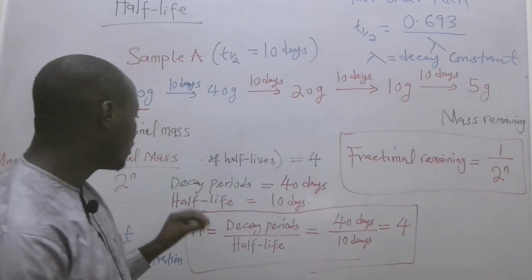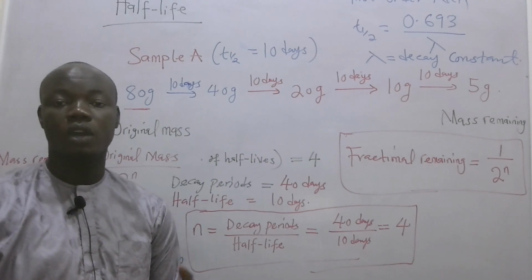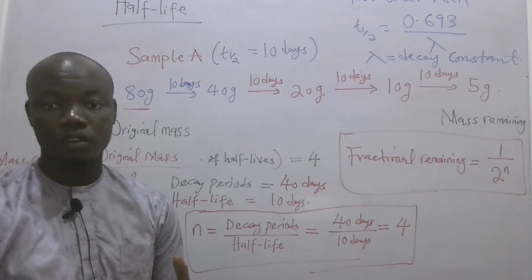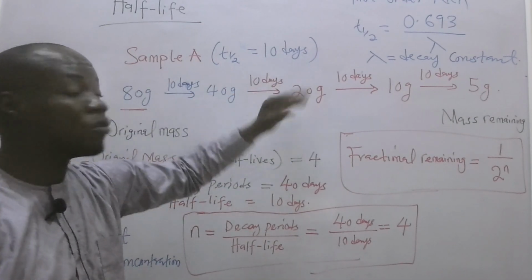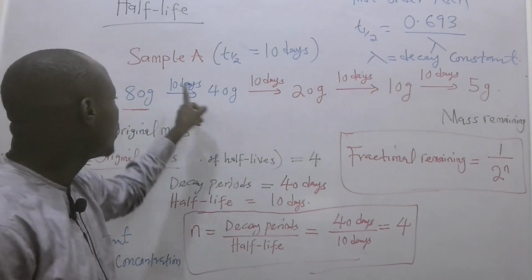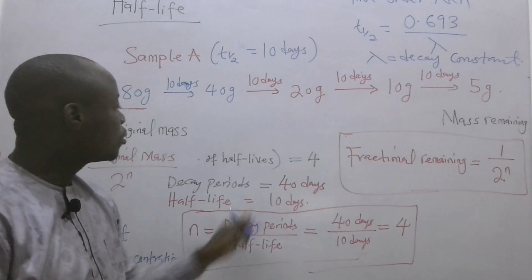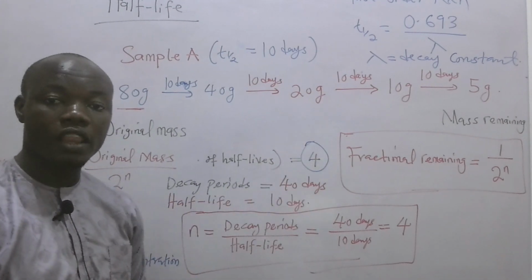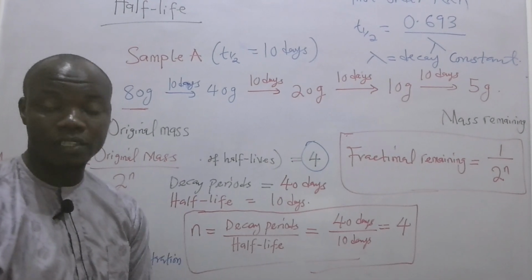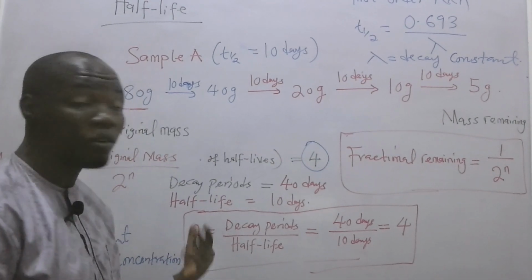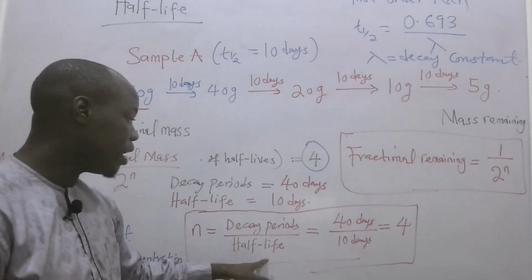And of course, we have a formula for calculating the total number of half-lives undergone by a radioactive substance. For example, in this case, sample A underwent 4 different half-lives. So 1, 2, 3, 4, and that is why we have this 4 here. The next one is a formula that you can simply use to calculate the number of half-lives by taking the ratio of the decay period to the half-life.